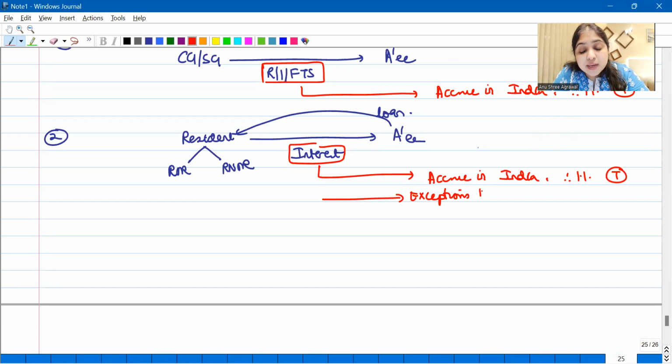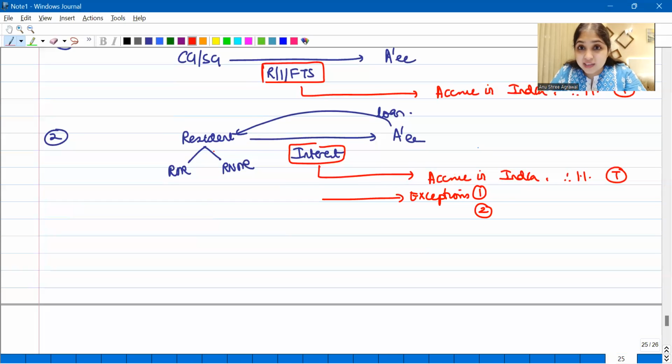See, generally, how many exceptions you have? Generally, everywhere, only 1 exception you have. But when a resident is giving you interest, then you have 2 exceptions. Register it in your mind, generally only 1 exception we have. But when resident is giving me interest, I will have 2 exceptions.